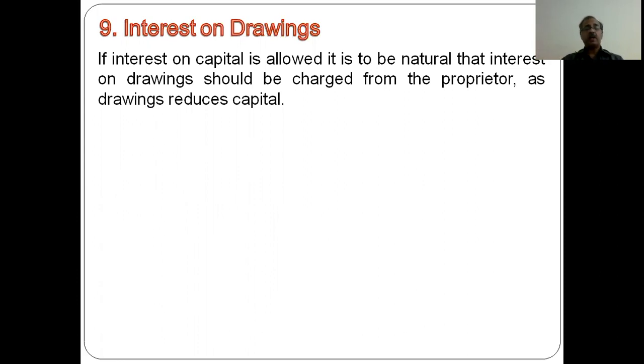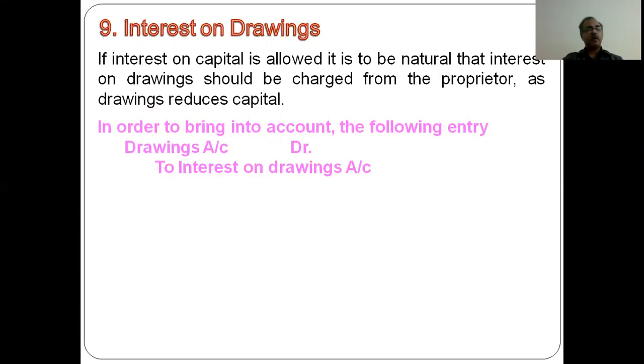So in case the business is providing interest on capital to the proprietor, it is justifiable that the business also is required to charge interest upon the personal drawings of the proprietor. So this is the adjustment journal entry for interest on drawings: drawings account debit to interest on drawings account. Drawings account debit to interest on drawings account.